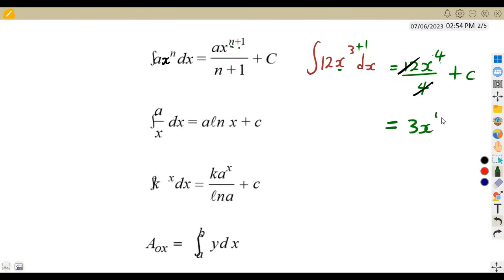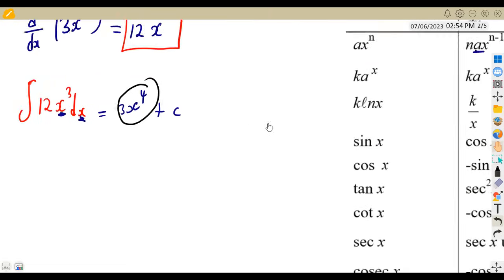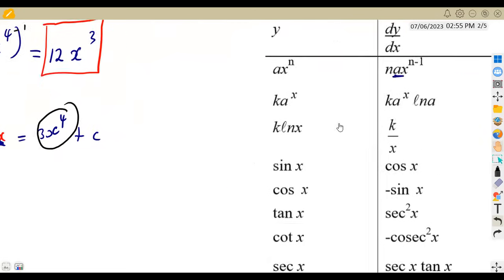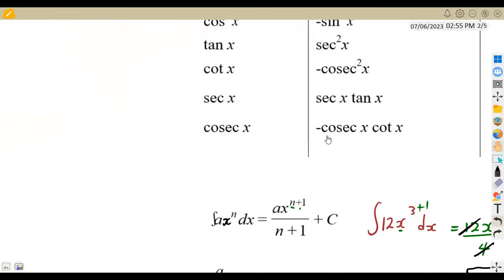So that will be 3x to the exponent of 4 plus the constant of integration, which can be a 0, a 1, or a 2. We do not know. The major part is 3x to the exponent of 4, which was our previous derivative. So as you can see, integration is a reverse of the derivative. We got a certain answer, and if we integrate that answer, it gives us the one that we had given on the derivative.